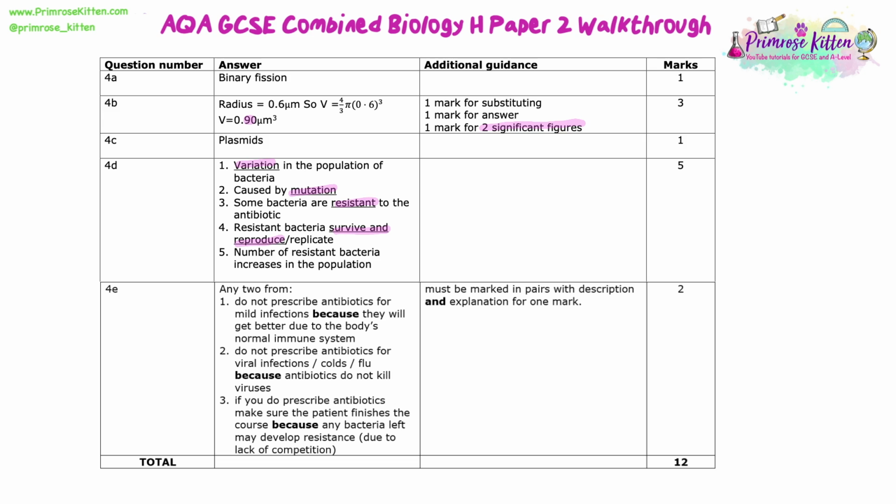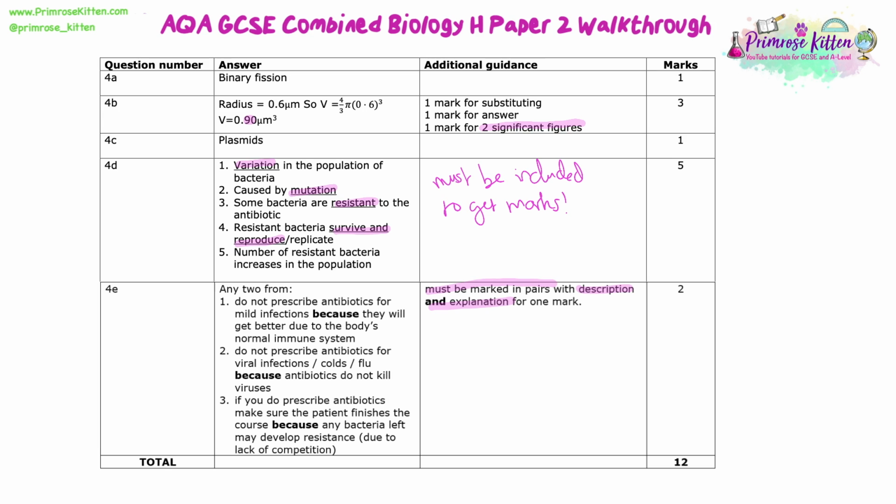The 4D, you've got all of these underlined words, 1 for each mark, 1 to 4. You've got to have those words in your answer in order to get the mark. So you have to say variation in your answer to get mark 1. Have to say mutation to get mark 2. Have to say that the bacteria are resistant or the mutation causes resistance for mark 3, and then you have to say survive and reproduce for mark 4.